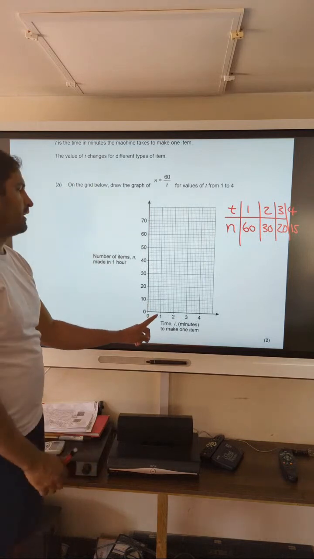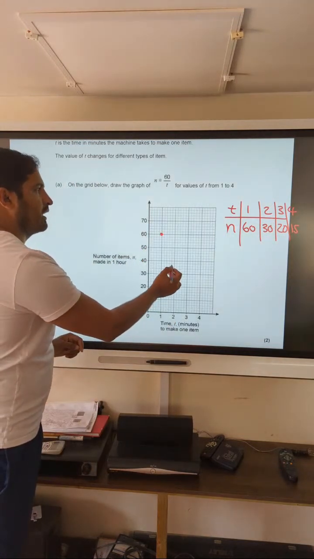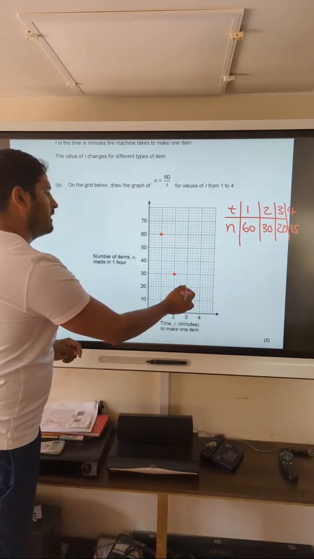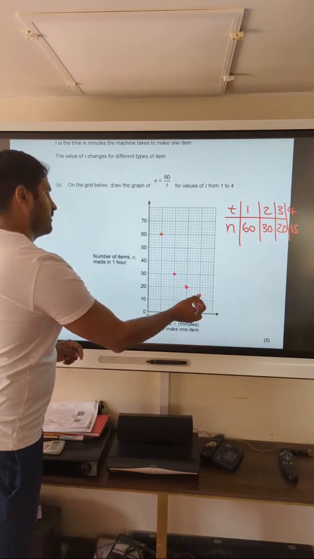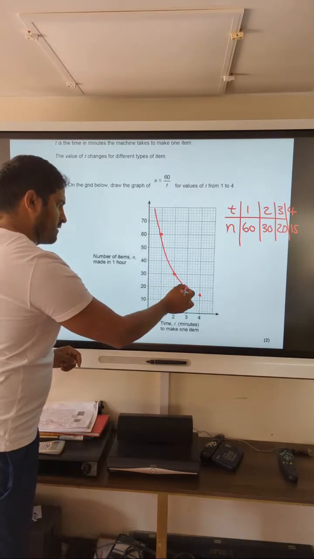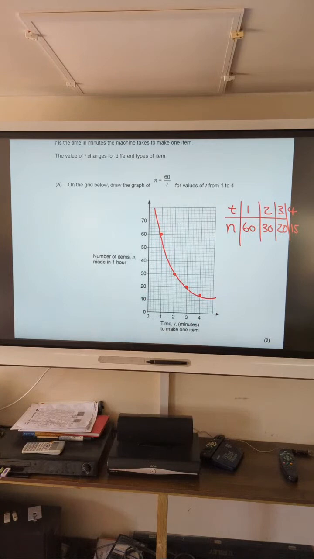So 1 and 60, starting from here, and then 2 and 30, and then 3 and 20, 4 and 15. So we know the graph will look something like this. Okay, so that's the reciprocal function graph again, like we said before in the earlier question. And that's 2 marks.